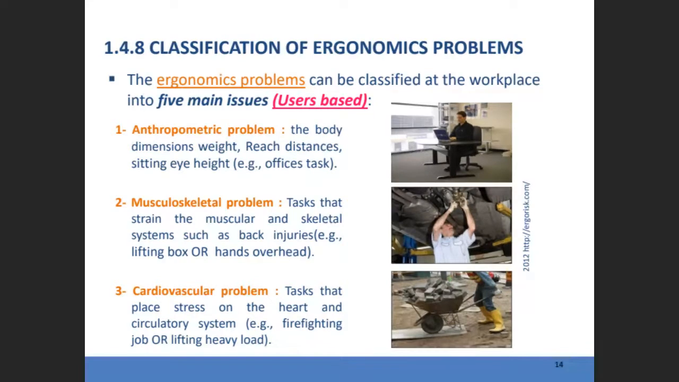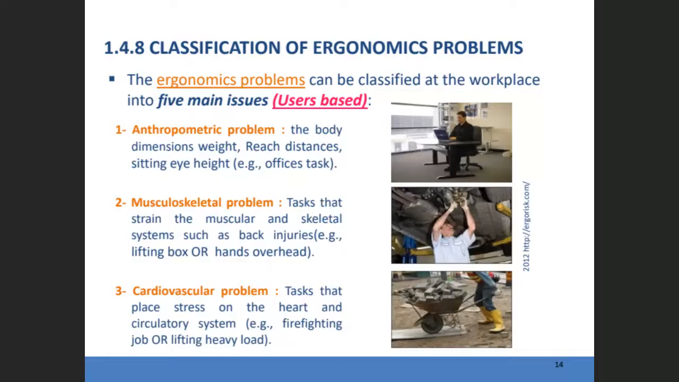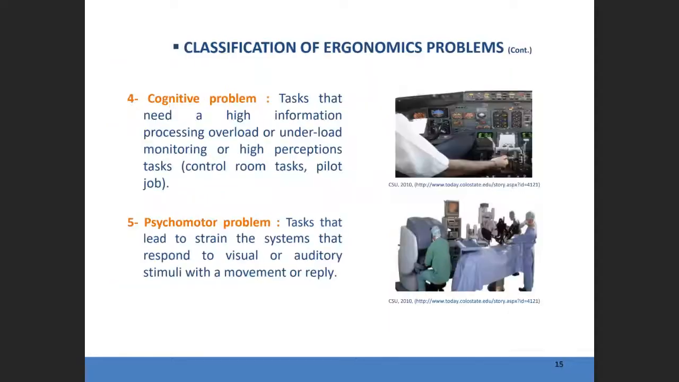The cardiovascular problem classification is the task that places stress on the heart and the circulatory system, meaning the blood circulation and the heart rate, so there will be strain on it. There is a difference. Notice, here the strain is not on the heart, the strain is on the muscle itself, so your shoulder will hurt, but your heart rate has not changed. Here, in heavy lifting, even for a short distance, you may face a problem in breathing if the weight is very large. So here it's a cardiovascular problem classification under the user-based problem in the working area.